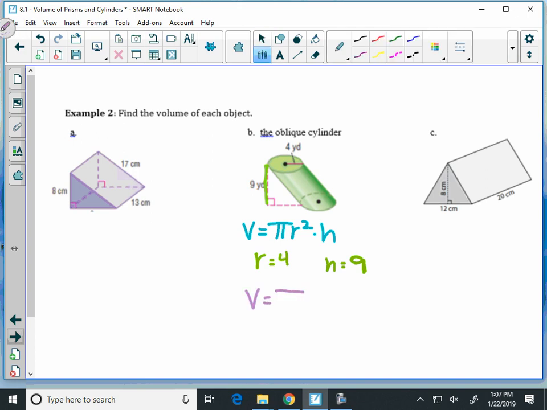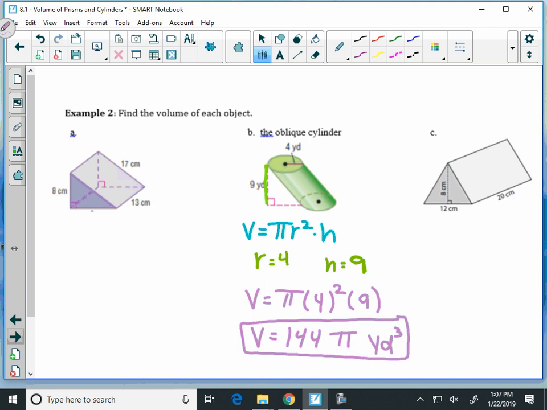So plug those values into your formula. When we do that, again, leave it in terms of pi. What do we get when we do 4 squared times 9? 144. And then don't forget to tack on pi. When it comes to cylinders, unless it's a real world problem, leave it in terms of pi. You just have to plug in the numbers and then tack on pi. And again, we're on volume, so we label it yards what? So there's the volume.